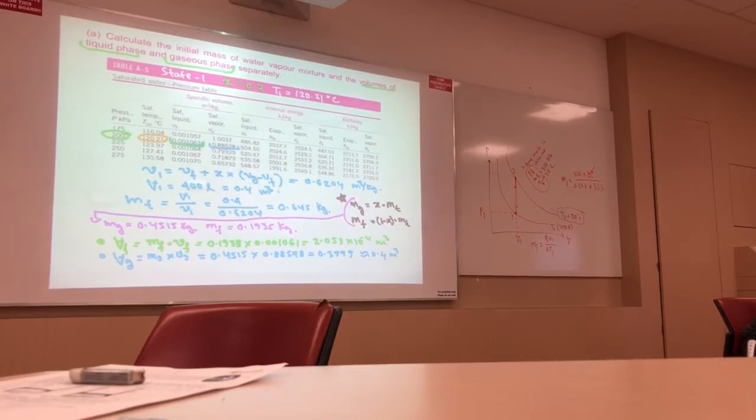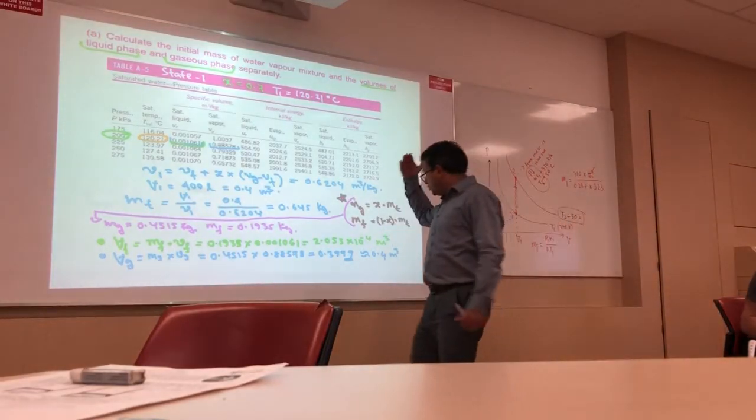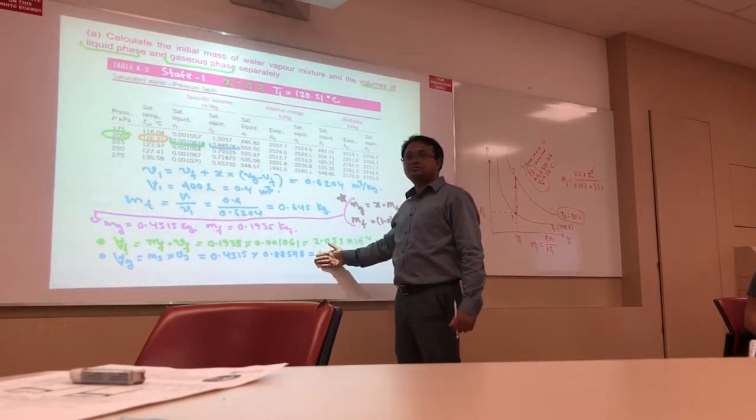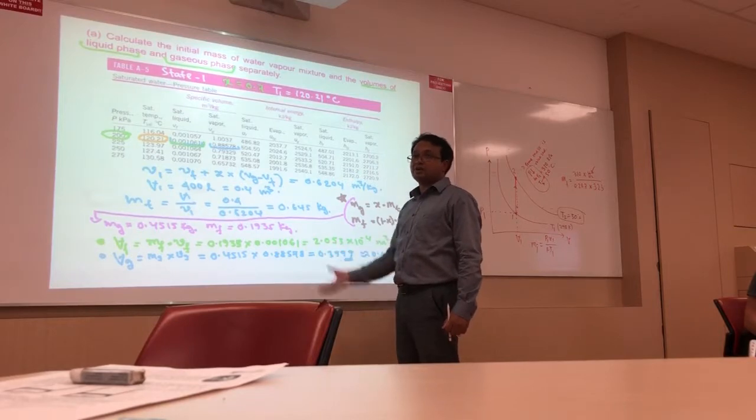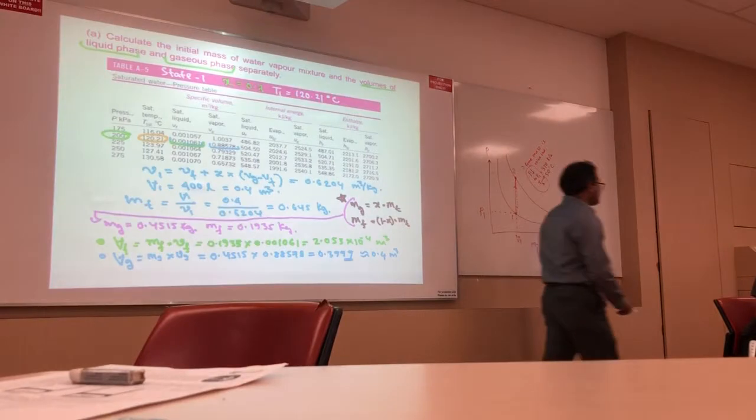Right? Total volume, Vg. 0.3999 is the answer. This is the basic. Okay, so now what can we see? I can calculate the volume of liquid phase and volume of gaseous phase. Volume of gaseous phase is much higher than that of liquid phase. Very clear.